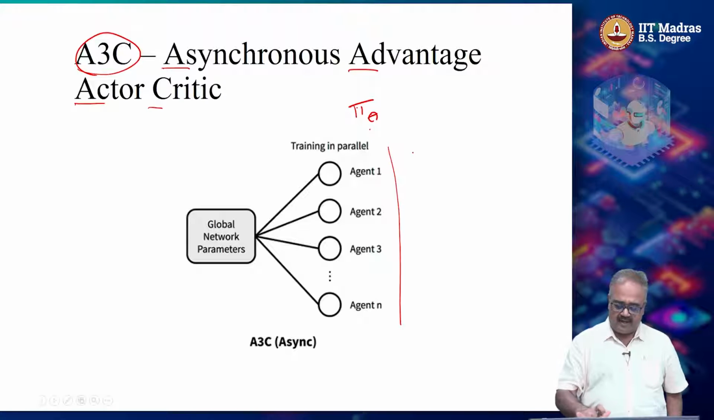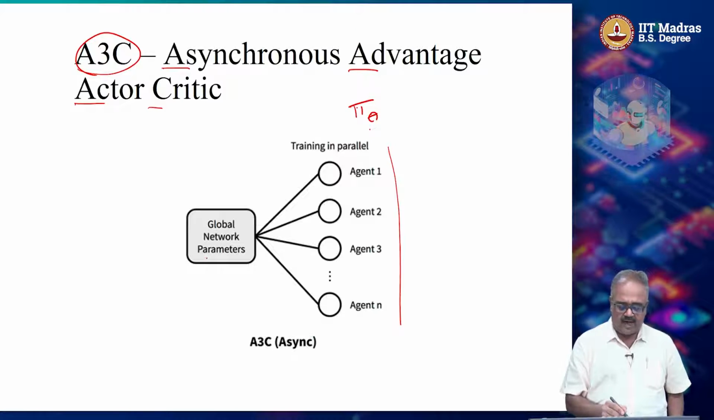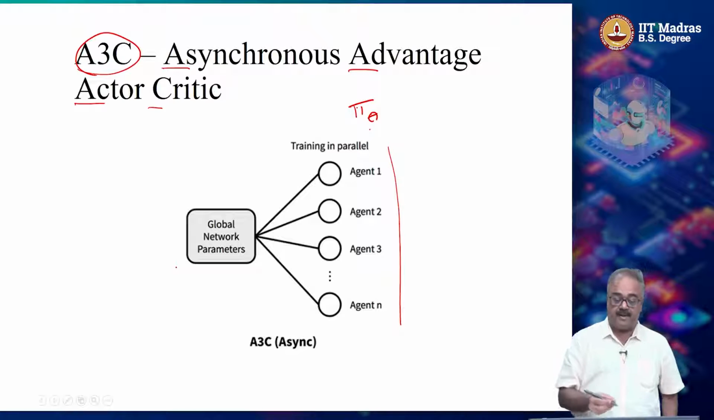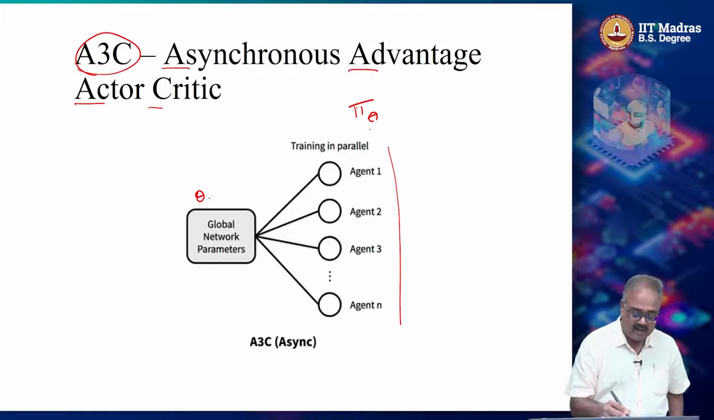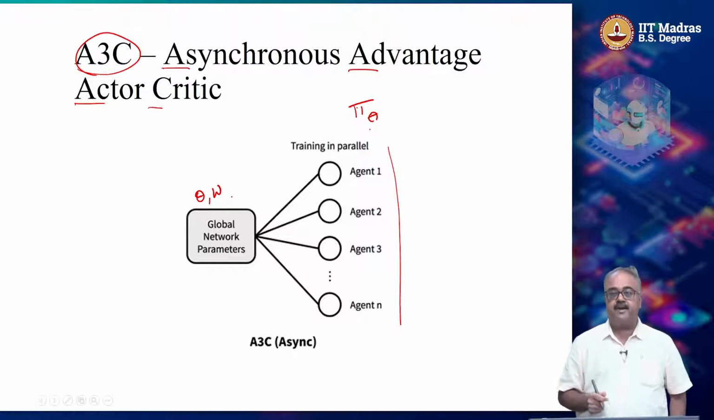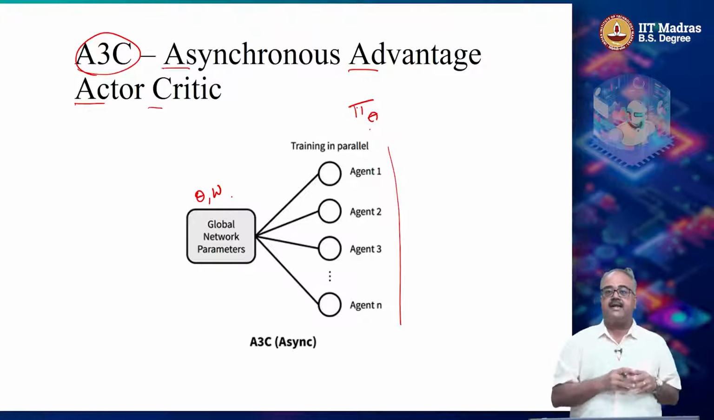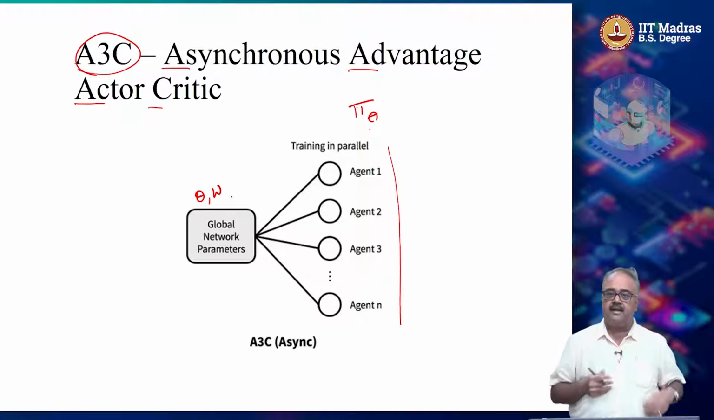So, I am going to have n different agents, and I am going to have a set of global parameters. There will be a global theta and a global w. So, there is a set of parameters theta and w for the actor and critic that is maintained in a central store. You could call that the parameter server.